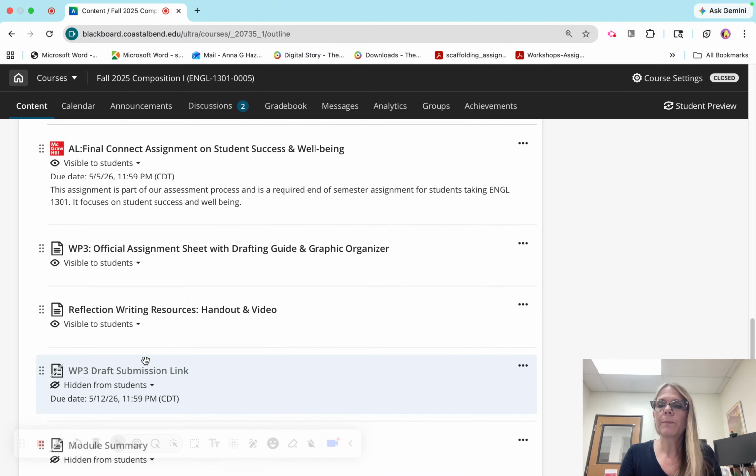And the last thing will be the draft submission link. Now, this is a one draft paper, and I'm going to treat it as such and evaluate it that way. You can see the evaluation criteria on the official assignment sheet. That shows you the categories of things I'll be looking for. So make sure you do all that formatting, MLA format. You won't have sources this time, but you will need to pay attention to that.